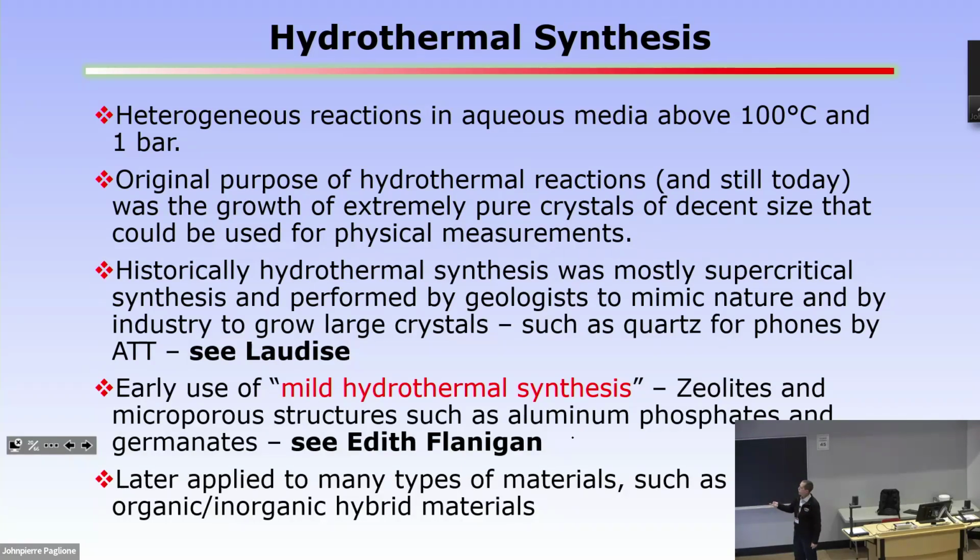The early use of the mild hydrothermal, so these people were in the supercritical regime. The mild hydrothermal was really made very prominent by Edith Flanigen, who worked at Union Carbide, and they made zeolites, and then Edith Flanigen and her group made aluminum phosphates and germanates, so AlPOs. And these are all microporous materials that are really great for catalysis. And then in the early 2000s, people used it for organic and inorganic hybrid materials. So you would have something you pour together, they would precipitate, but hydrothermally you could crystallize them. And you can make MOFs this way and other porous materials.